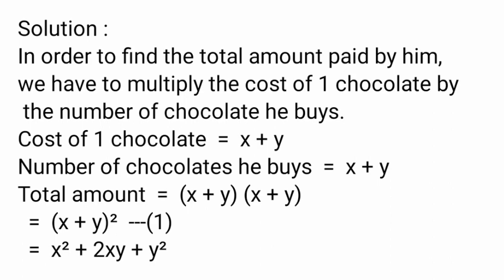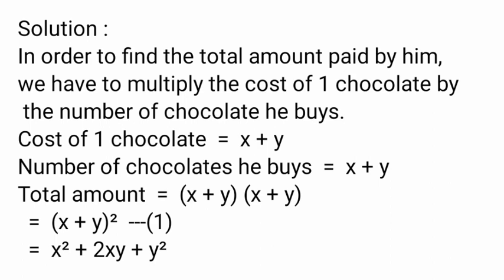I will explain the equation. (a plus b) the whole square equals a square plus 2ab plus b square. Here a value is x and b value is y. Therefore (x plus y) the whole square equals x square plus 2xy plus y square. That is the total amount paid by him.